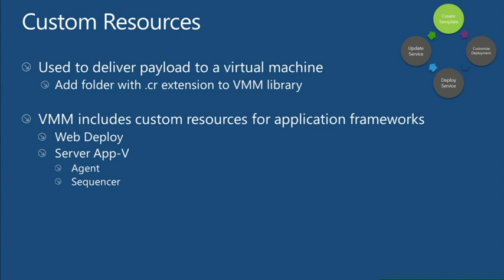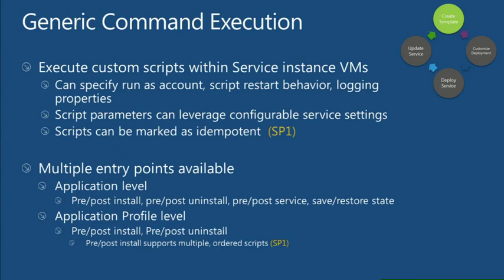We include some custom resources by default. Since we have support for web deploy and server App-V, if you're deploying a web deploy package or a server App-V package to a virtual machine, clearly you need either the web deploy framework or the server App-V agent on that machine. So we include default custom resources along with install scripts to make it really easy to get web deploy or server App-V deployed out into the environment. By using custom resources and dropping them into the VMM library, you can take advantage of generic command execution. And again, this is going to allow you to execute custom scripts and deliver arbitrary payload inside of a VM.